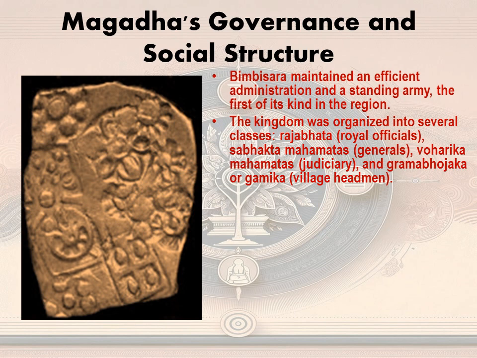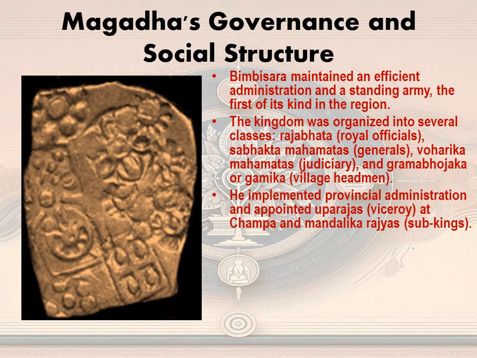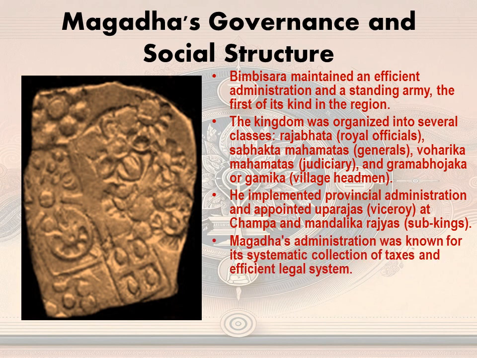So these are the different classes of royal officials which were appointed by King Bimbisara in order to have proper control over his territory. He implemented provincial administration and appointed Uparajas, which means viceroy. The term Uparaja means an agent of the king. At Champa, he appointed Mandalika Rajas, which means sub-kings. So he appointed viceroys and sub-kings in different parts of his own territory, or the territory over which he had gained dominion. Such territory was Champa, which was the capital of Anga.